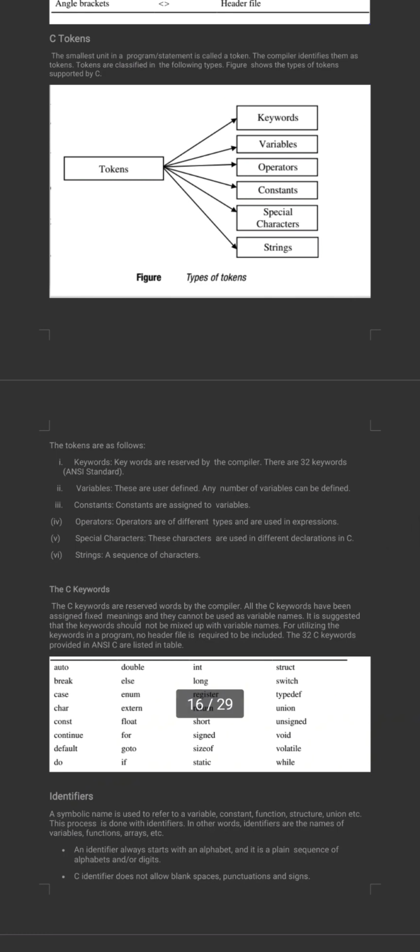Next one is C tokens. Tokens are the smallest unit in a program or statement, and the compiler identifies them as tokens. Tokens are classified into the following types. Different types of tokens are keywords, variables, operators, constants, special characters, and strings.